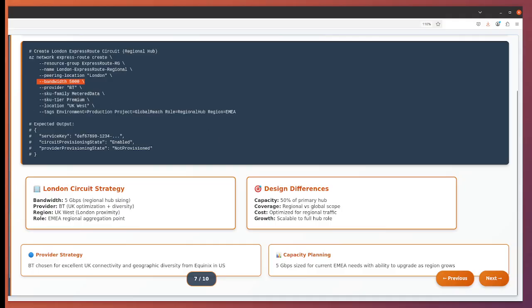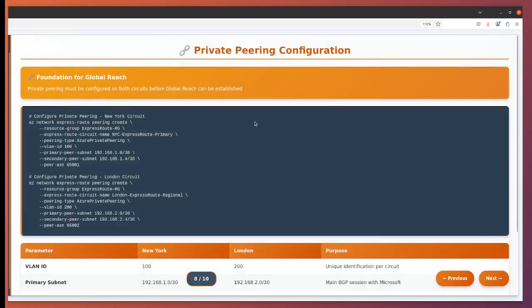Important configuration notes include provider selection, where BT offers excellent UK connectivity, location strategy, with UK West for London optimization, capacity planning, with 5 Gbps for the regional hub role, and resource grouping, in the same group for centralized management. The premium SKU is essential here. It enables global reach connectivity between regions. Standard SKU circuits cannot participate in inter-region global reach connections. Like the New York circuit, this command creates the logical circuit that you'll need to activate with BT through their provisioning process.